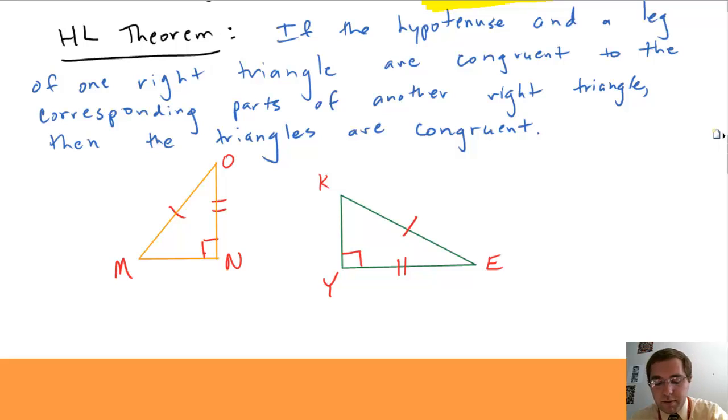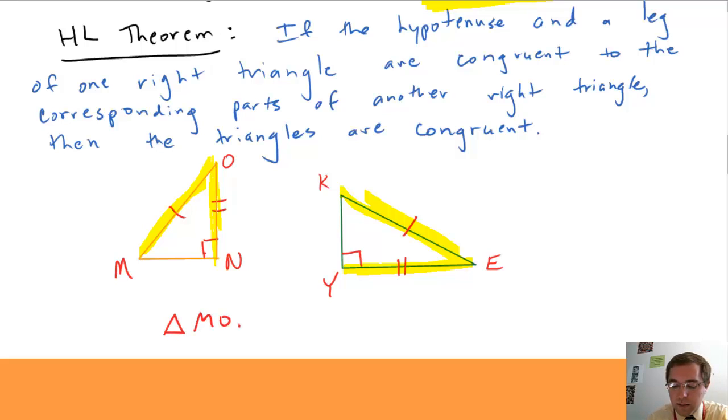So I have 2 right triangles here. Angle N and angle Y are the 2 right angles, and I know that MO is congruent to KE, and ON is congruent to EY. So I have the hypotenuse congruent, because MO is congruent to KE, and I have one pair of legs congruent, because ON is congruent to EY. In a right triangle, that's all I need to be able to say that the triangles are congruent. I can say triangle MON is congruent to triangle KEY.